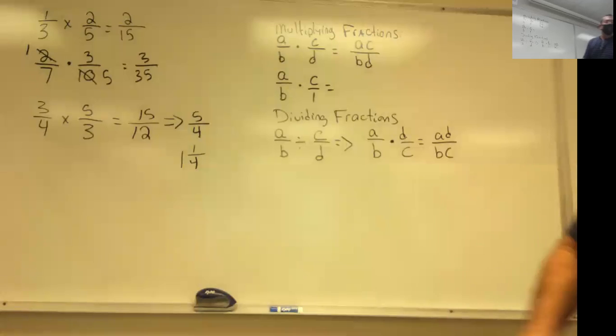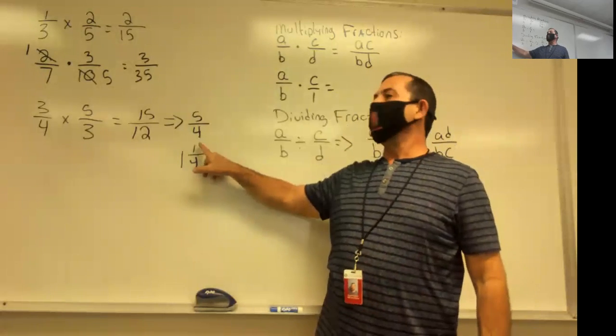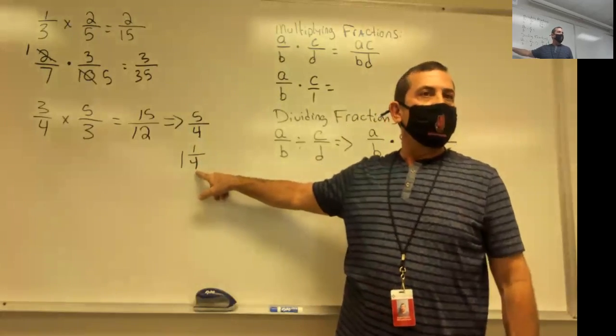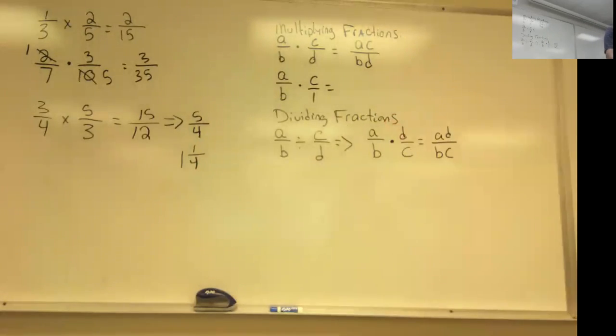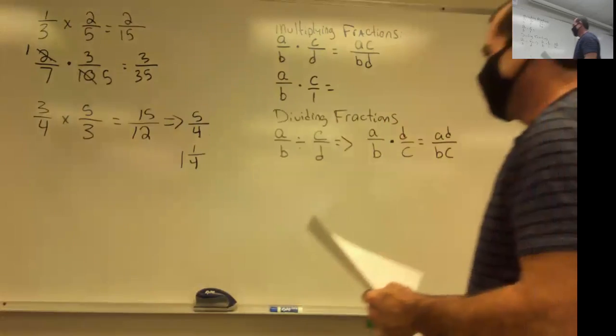Now, if I wanted to convert it back, 4 times 1 is 4, plus that 1 is 5, and you put that 5 over the 4. But they'll make y'all do all that kind of stuff, okay? It's not hard.